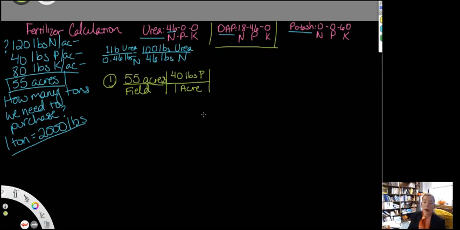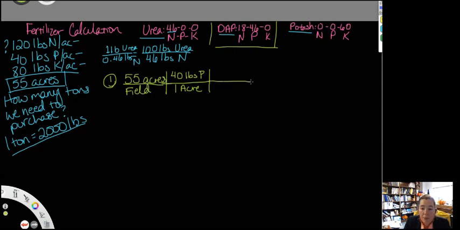So, we are back to our fertilizer calculation, and where we stopped was our field size and the fact that we're working with needing to put out 40 pounds of phosphorus per acre. So if we get back on track, the next thing we need to look at is it's 55 acres per field, then our 40 pounds of P per acre. We then have to realize that we're pulling this phosphorus from our DAP.